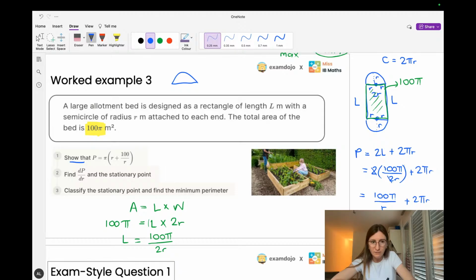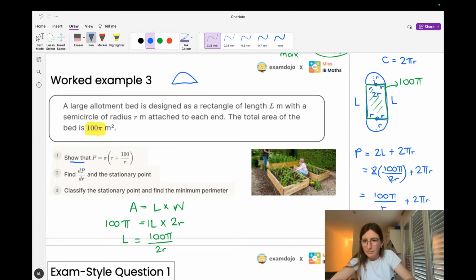Okay, what am I missing? How can I make it look like that? Oh, I can factor out pi, because you see here they factored out pi. So let's factor out pi. We have pi, 100 over r plus 2r. And I have an extra 2r there.